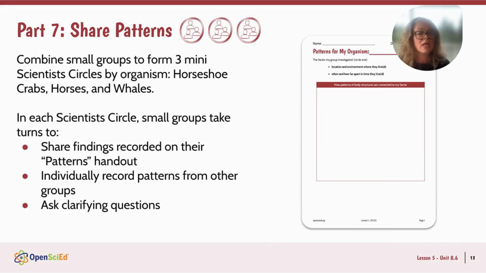In part 7, they're going to share patterns in mini scientist circles. You're going to combine the small groups to form these 3 mini scientist circles by organism. So again, horseshoe crabs, horses, and whales. And then in each scientist circle, the small groups are going to take turns to share their findings that they had recorded on the patterns for my organism handout. They will individually record the patterns that other groups are sharing, and they will ask clarifying questions, both for themselves as well as to support the learning of their peers who are sharing.